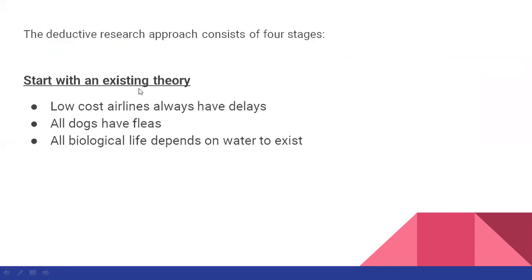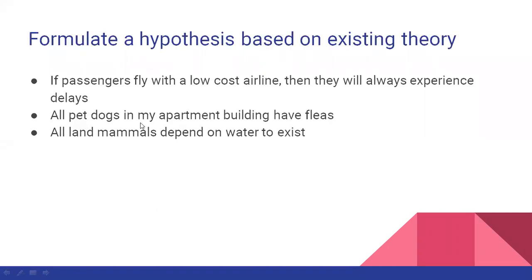So for the first theory, that is, low-cost airlines always have delays, we have formulated a hypothesis: if passengers fly with a low-cost airline, then they will always experience delay. Then the next hypothesis is all pet dogs in my apartment building have fleas. Then the third one, similarly, will be all land mammals depend on water to exist.